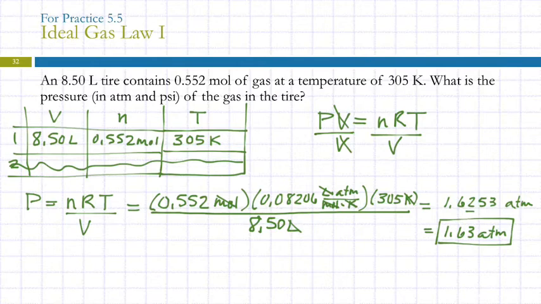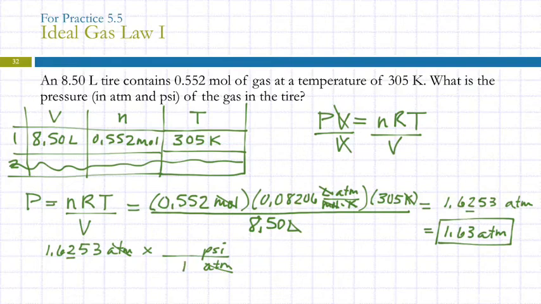The other answer needs to be PSI. So 1.6253. I want to use the unrounded value here so that I don't have any rounding errors. I need to convert this to PSI. This can be done in one step. So you go back to the table of pressure relationships. You have PSI on top, atmospheres on the bottom, so the units work out.